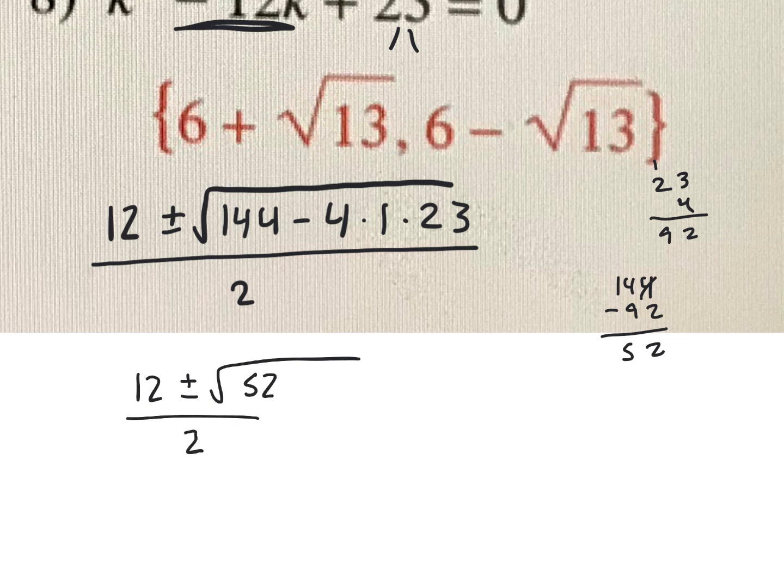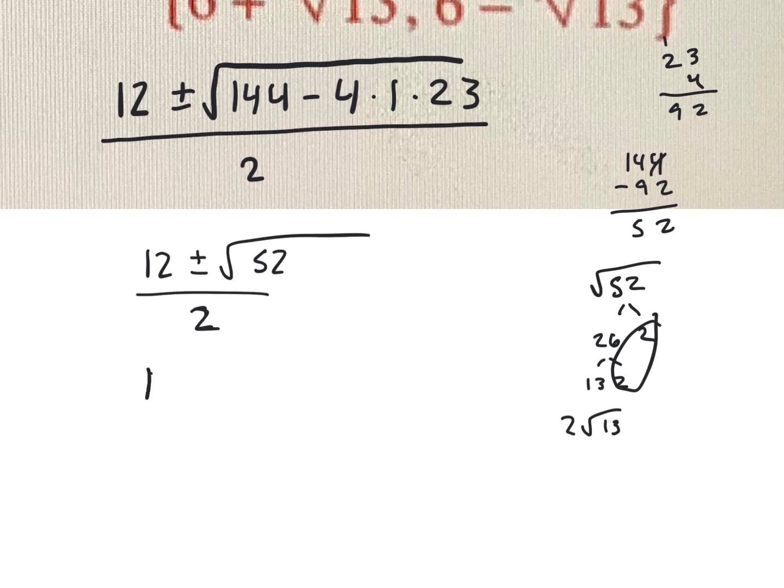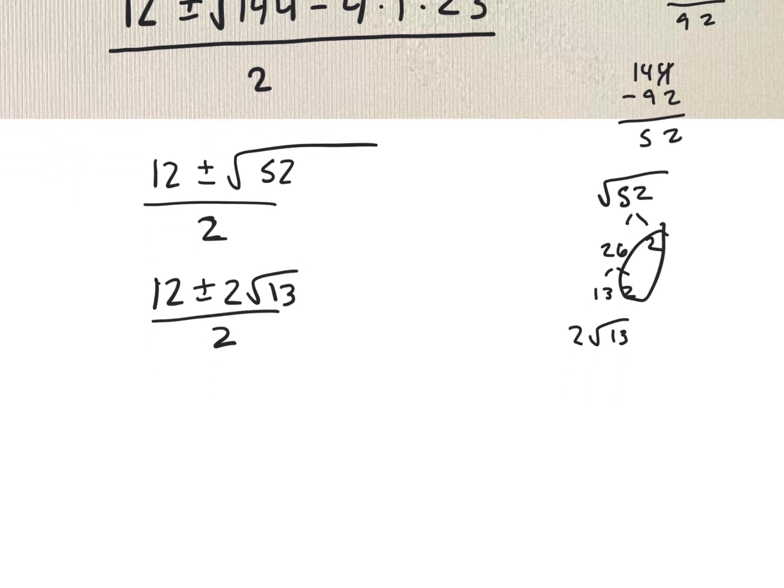And then we always want to check if we can simplify under a radical. So square root 52 breaks down into 26 and 2. 26 breaks down into 13 and 2. So I have a pair of 2's. That comes to the outside. So it would be 2 square root 13. So I have 12 plus or minus 2 square root 13 over 2. And then I can divide everything by 2, since both this and this are divisible by that 2 on the bottom. So that would give me 6 plus or minus square root 13.